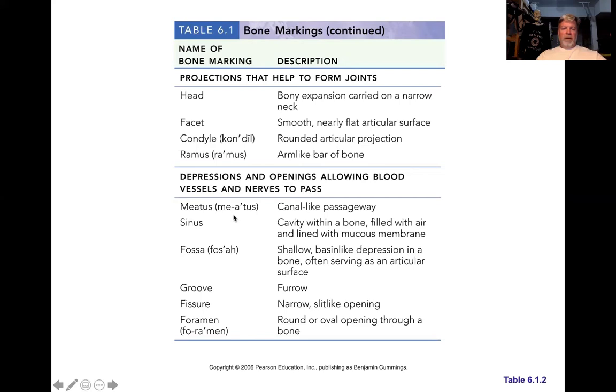We've already talked about condyles. Meatus. You have an external auditory meatus. That's your ear canal. Sinus is just that. You can see it's a cavity within the bone. Fossas are shallow areas or reticular surfaces, grooves, fissures.